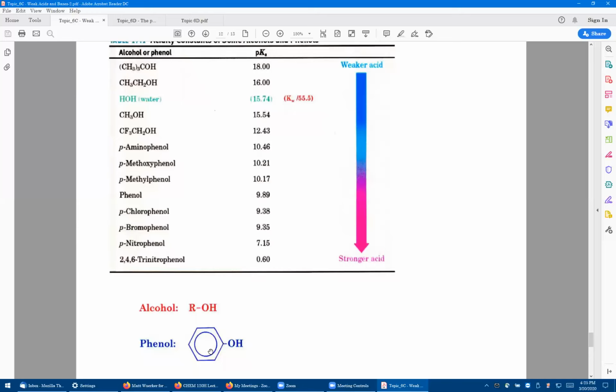They withdraw electron density from the OH bond and make the bond weaker and weaker so that it more easily forms the phenoxide ion. Again, this is an example of the kinds of factors that can affect acid strength by strengthening or weakening a bond between oxygen and hydrogen.